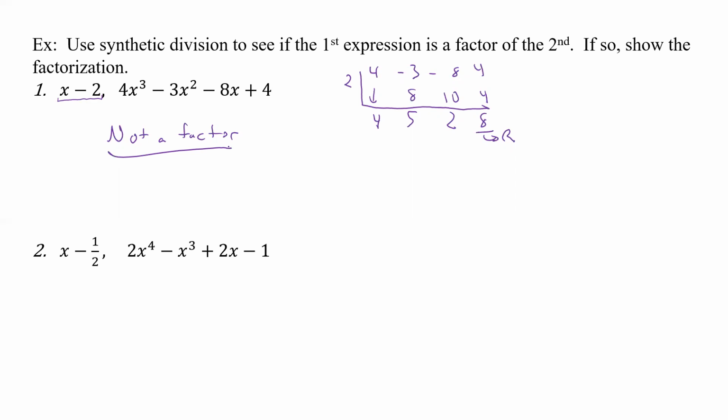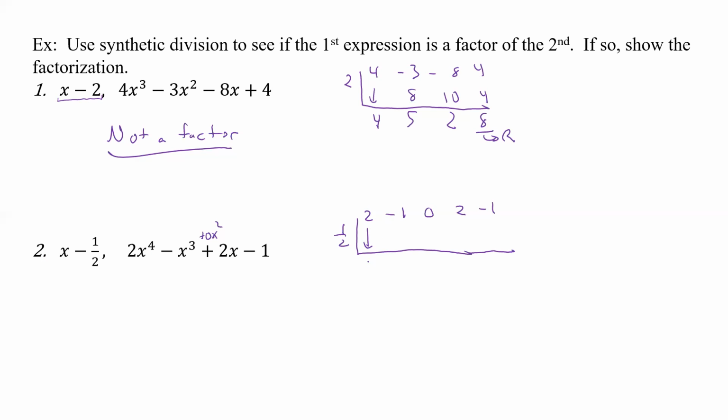Okay, and so that's all we could do. We did our synthetic division, but we found that it's not actually a factor. Okay, what about the next one? Well, now we have k as a half, so we'll put 1/2. Now we have 4, 3, 0 x squared, 2, 1, nothing. So we have a 2, a -1, a 0, a 2, and a -1.